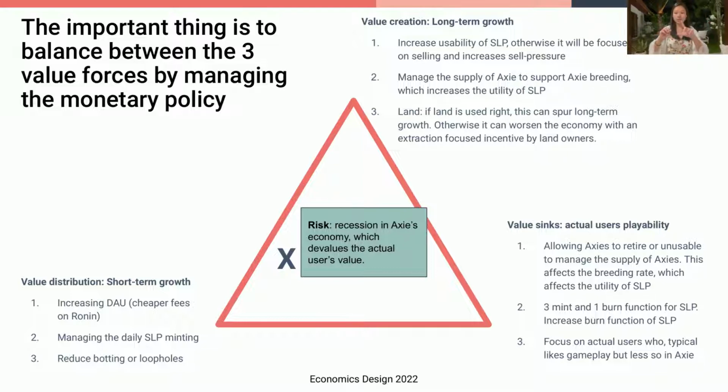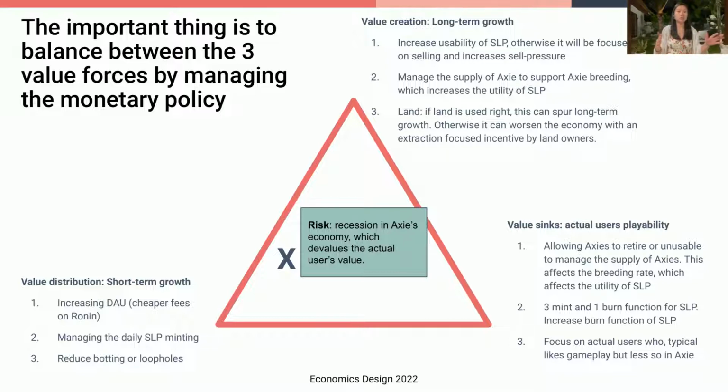Then we have value sinks. Value sinks are real actual users' playability. So this is allowing Axies to retire or become unusable to manage the supply of Axies. This can affect the breeding rate, which affects the utility of SLP. Increasing breeding rates means increasing the utility of SLPs. We also have 3 mint functions and 1 burn function of SLP. So we need to start increasing the burn functions, otherwise it's just overinflation.